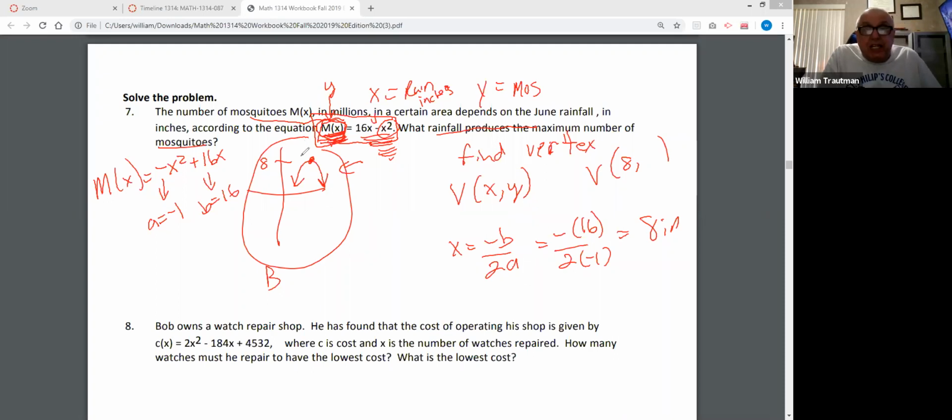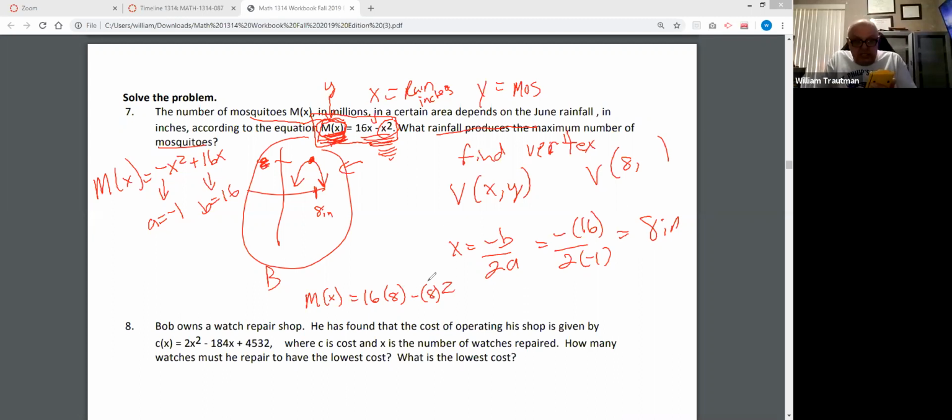Do you see? That highest point, or the X value, sorry, this is 8 inches of rain. This highest point is 8 inches of rain, it looks like. What rainfall produces the max number of mosquitoes? So that 8 inches of rain produces the highest point. The Y value is the number of mosquitoes. So all I have to do is take the original equation, 16x minus x squared, and put 8 in there, and it'll tell me how many mosquitoes was the maximum.